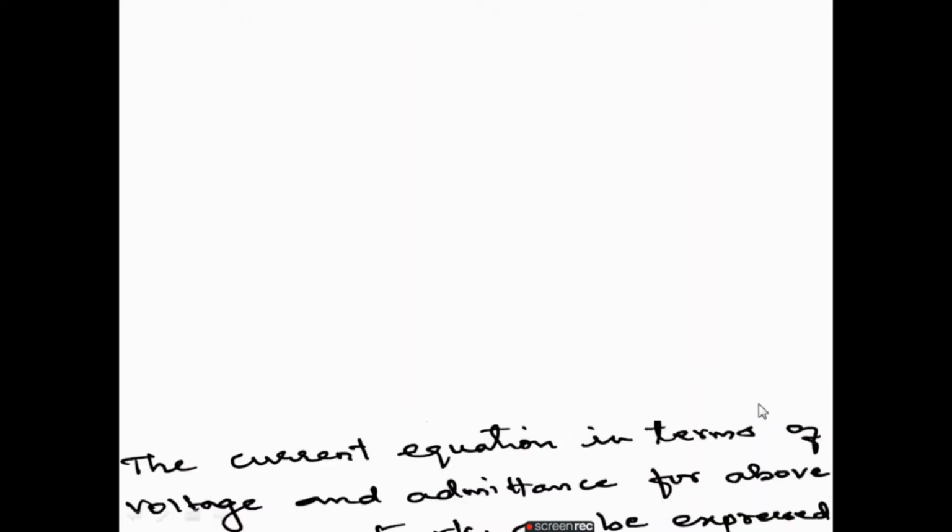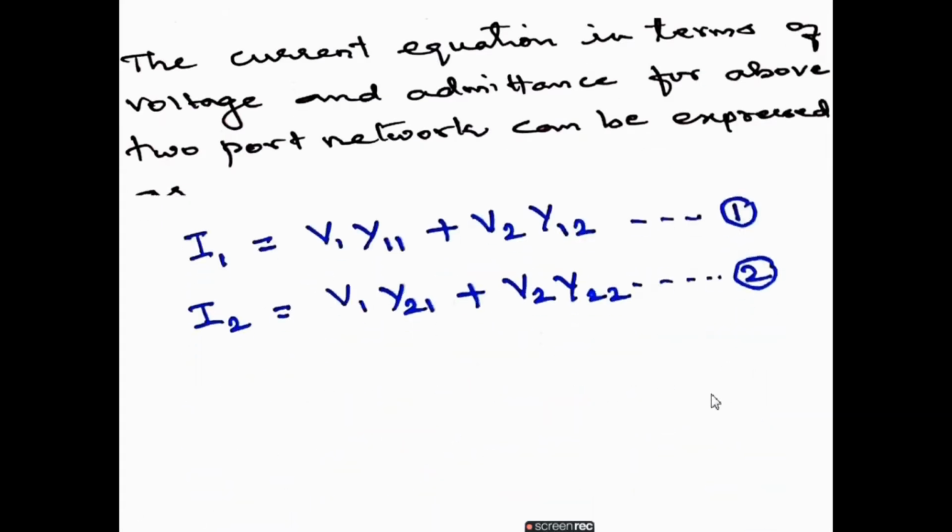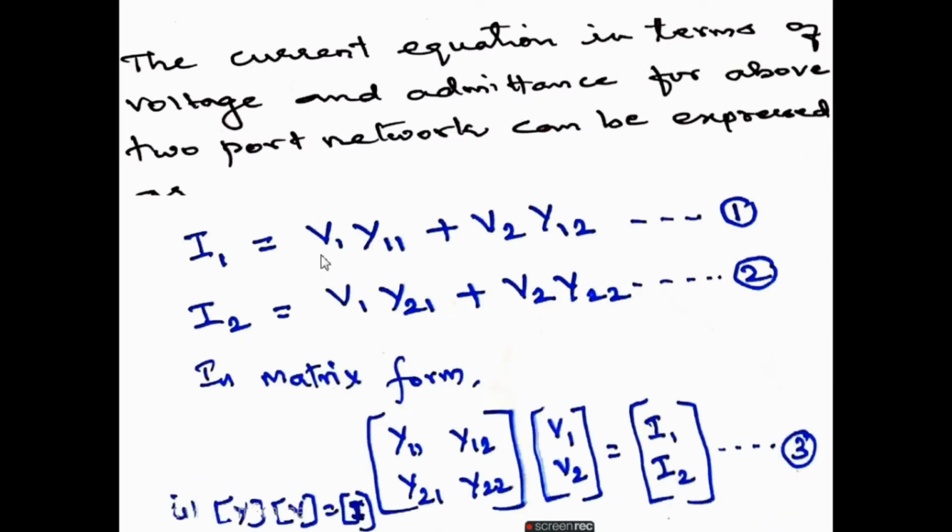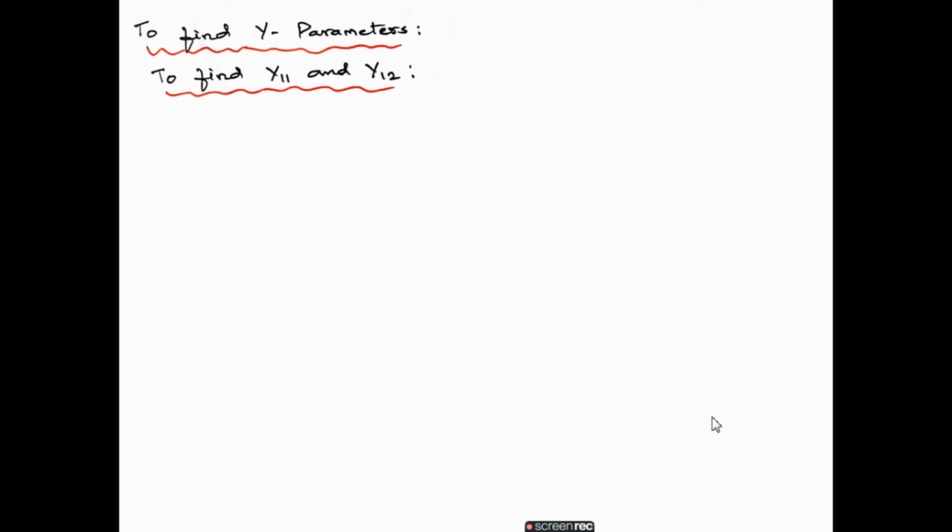If we write equations for the above two-port network, I1 at the input port will be equal to V1 Y11 plus V2 Y12. Similarly, I2 will be equal to V1 Y21 plus V2 Y22. In matrix form, the Y matrix, that is the admittance matrix, into the voltage matrix will be equal to the current matrix. Now we are going to find the Y parameters.